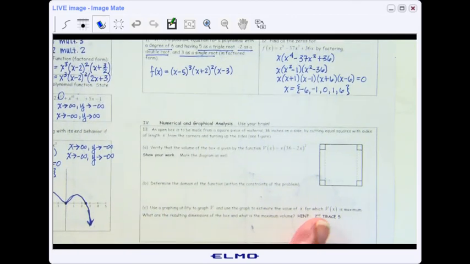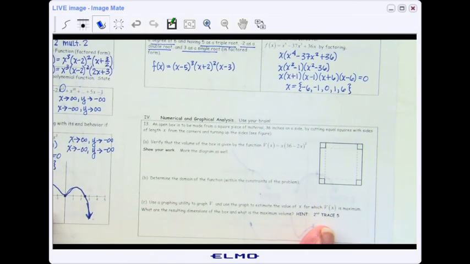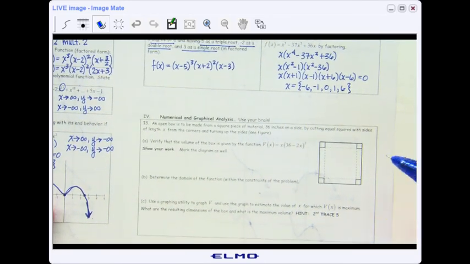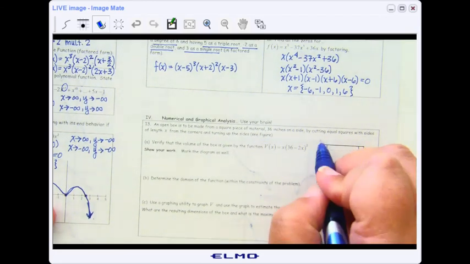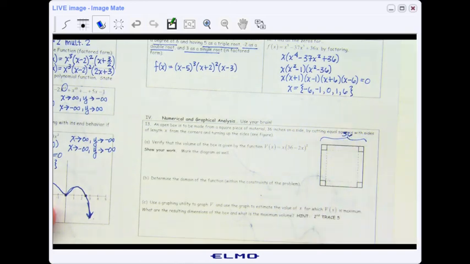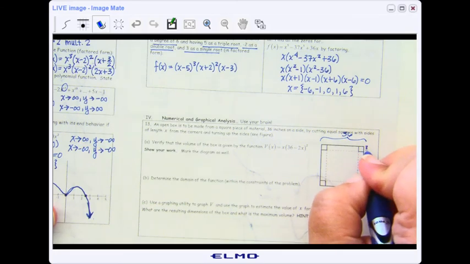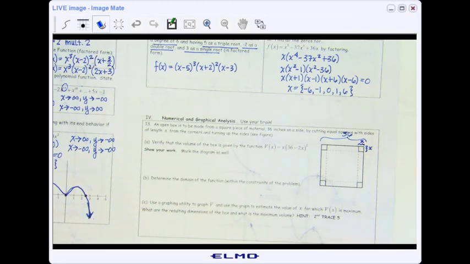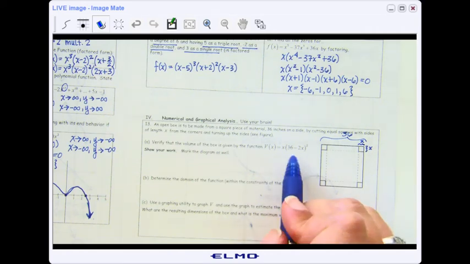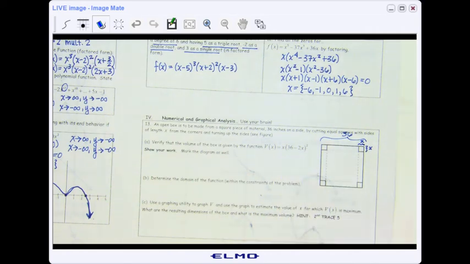In the last example, this is an application problem. So we have an open box is to be made from a square piece of material 36 inches on a side, by cutting equal squares with sides of length x out of each corner and turning up the sides. Verify that the volume of the box is given by the function x times 36 minus 2x squared. Show your work and mark the diagram.